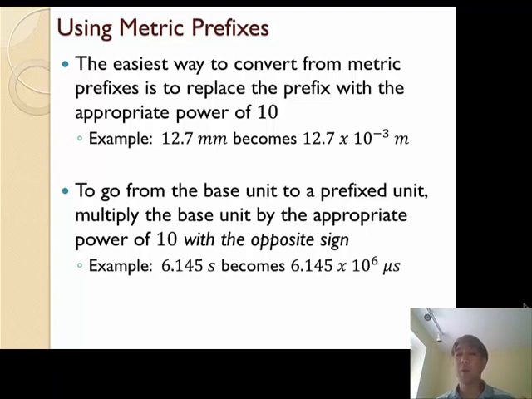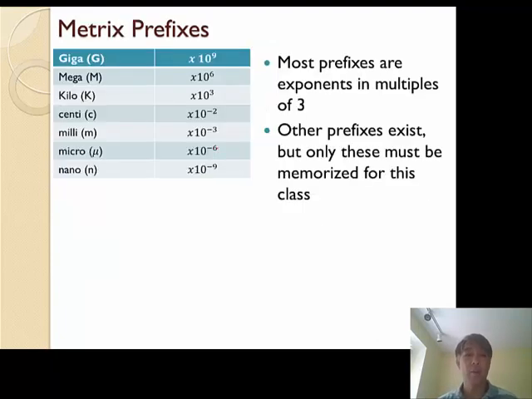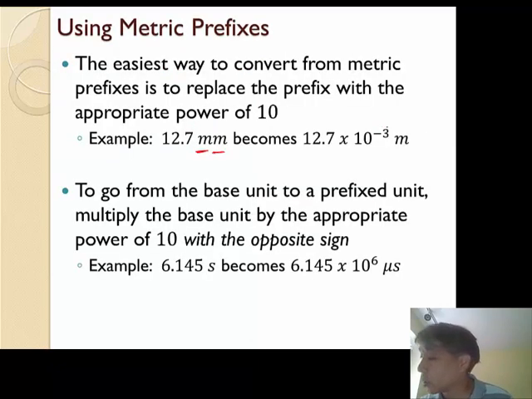So for example, I have 12.7 millimeters. The first M is the milli, the second M is meters, and what I do is I replace the milli with the appropriate power of 10. If you don't have it memorized, milli is 10 to the minus 3. So I take that 10 to the minus 3 and I replace the milli with the 10 to the minus 3. So on your calculator, you would then enter 12.7 times 10 to the minus 3. There's no need to move decimal points in this type of situation.